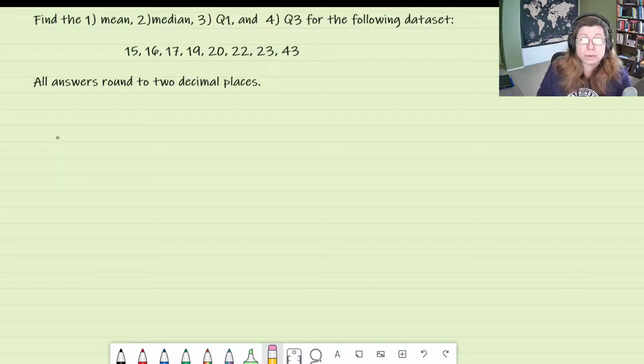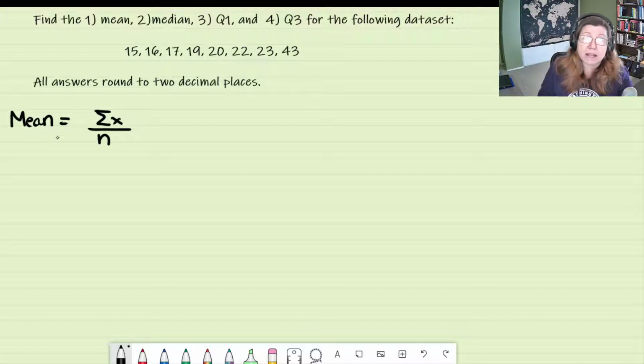So I'm just going to run through all of these, finding the mean, finding the median, Q1 and Q3. I think it's helpful if you see them all and how they work together. So the mean, I need to add up all my x's and divide by the number that I have.